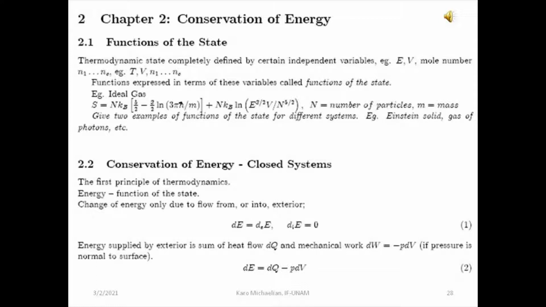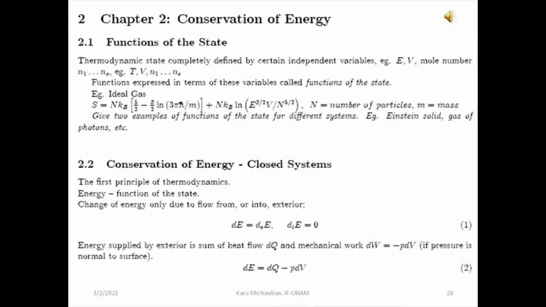Now, going back to the first term of equation 1, the energy supplied by the exterior is the sum of a flow of heat, dQ, and the mechanical work which can be done on the system by the environment, which is dW equal to minus P dV, where P is the pressure and V is the volume. This is the pressure normal to the surface. So therefore we can write equation 2, which is just the total change of energy of the system is equal to dQ minus P dV.